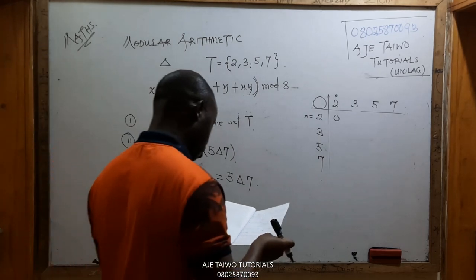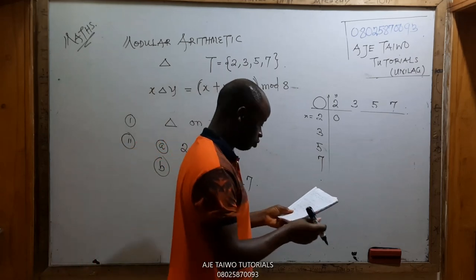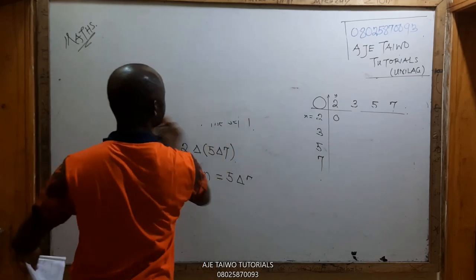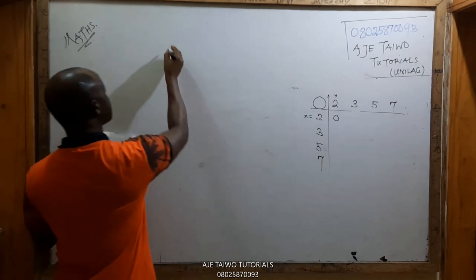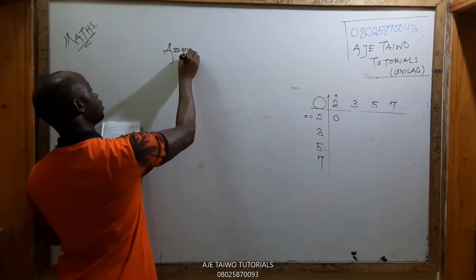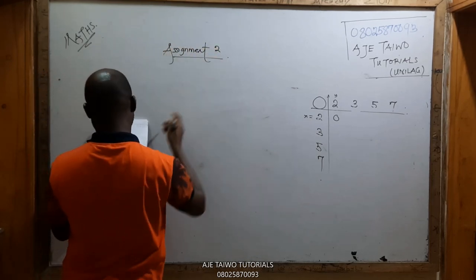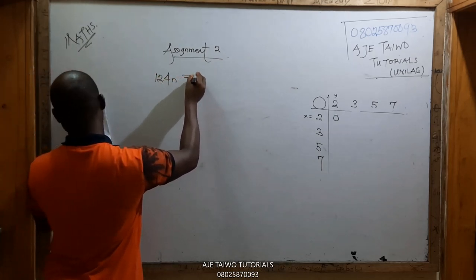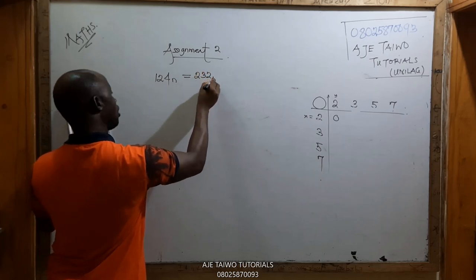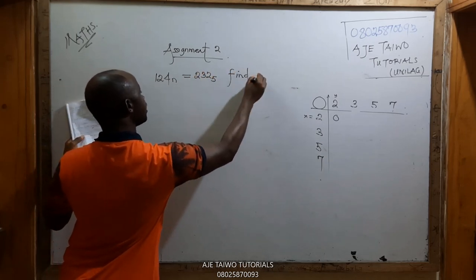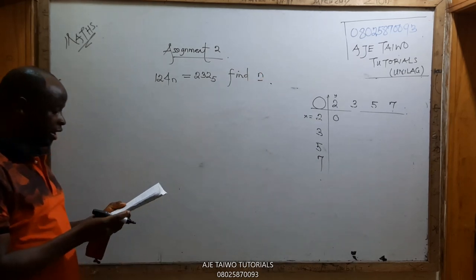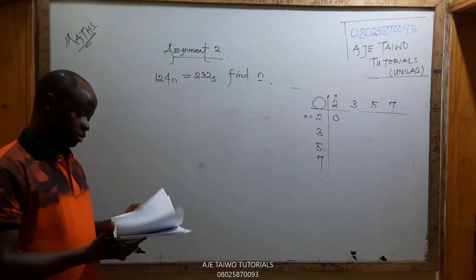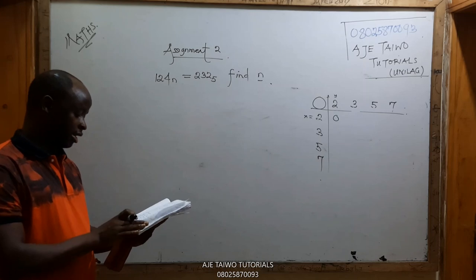Okay. So, page one number two. Assignment number two, also from WAEC. Right, if 1, 2, 4 base n equals 2, 3, 2 base 5, find n. I will tell you what n is, okay?